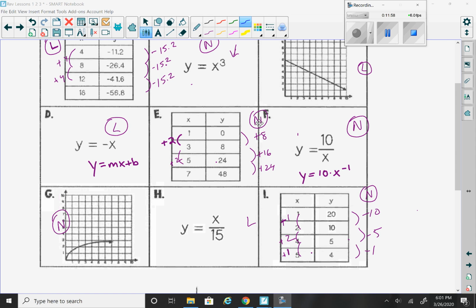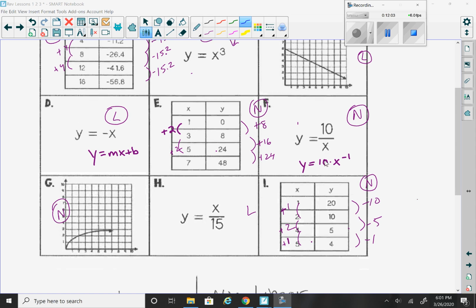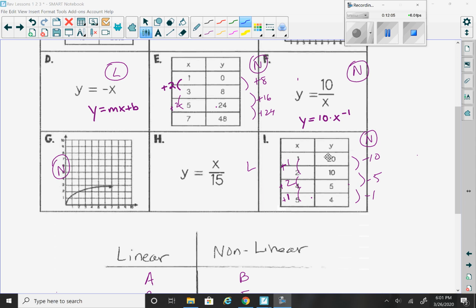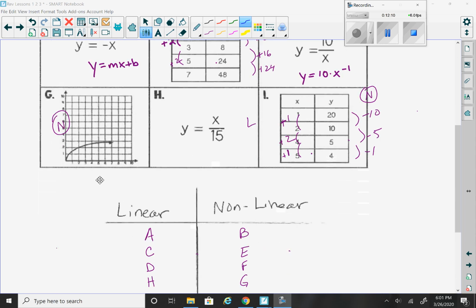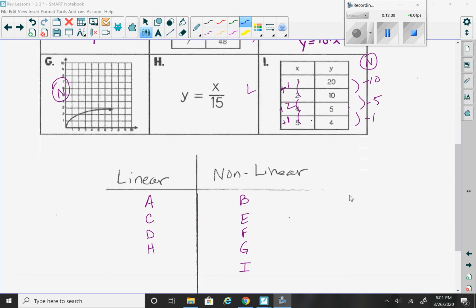That's nonlinear. F, also nonlinear. Again, the x in the denominator represents a negative exponent. Letter G, not a straight line, so that's nonlinear. H is linear. There's no exponent on x. And then letter I said was nonlinear. Again, here the x went up by 1, the y went down by 10, but then the x went up by 2 and the y went down by 5. So it wasn't going in a regular pattern. So we don't have that constant rate of change.